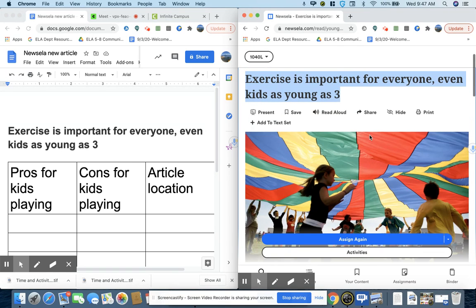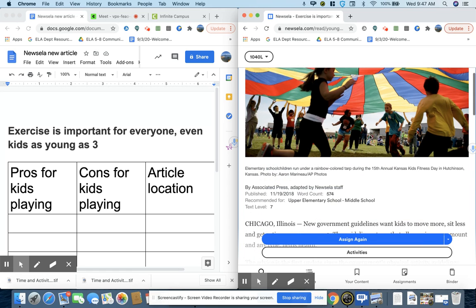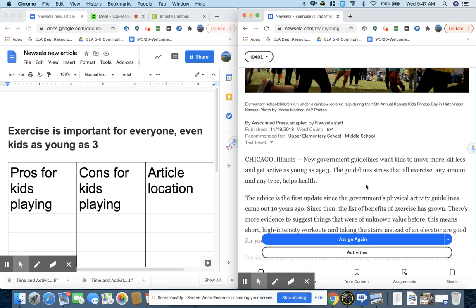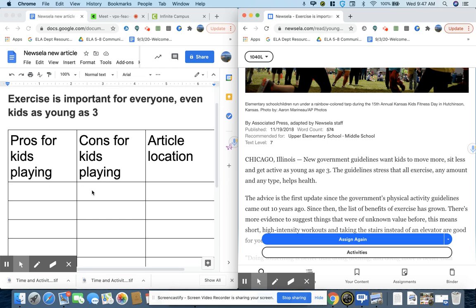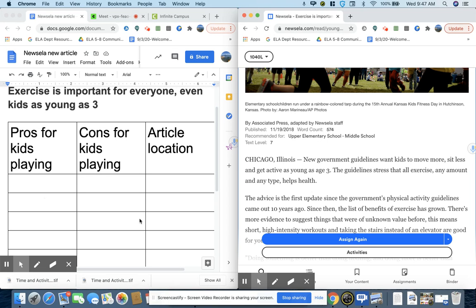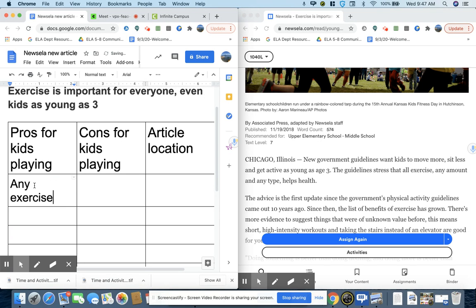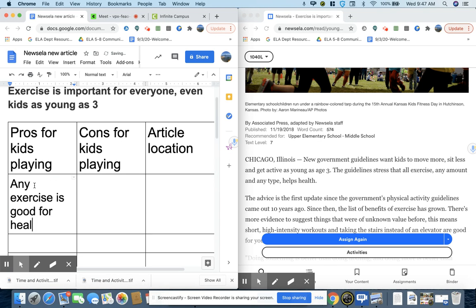Here we go. Exercise is important for everyone, even kids as young as 3. New government guidelines want kids to move more, sit less, and get active as young as age 3. The guidelines stress that all exercise, any amount, any type, helps health. So the first reason I could take from it being good is that any exercise could help. Make sure you have that.